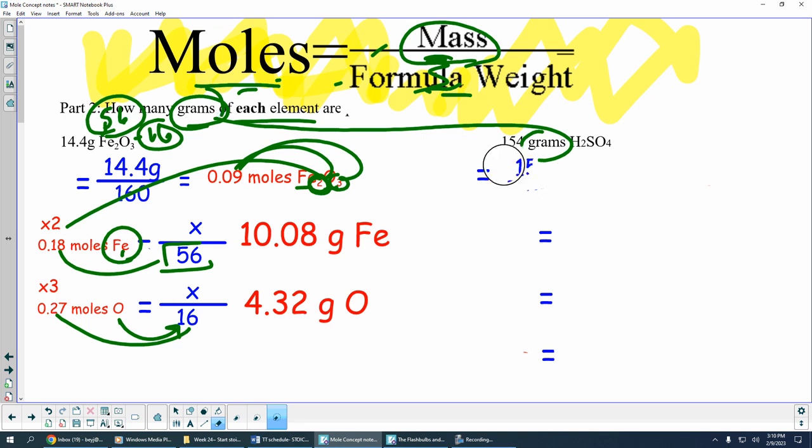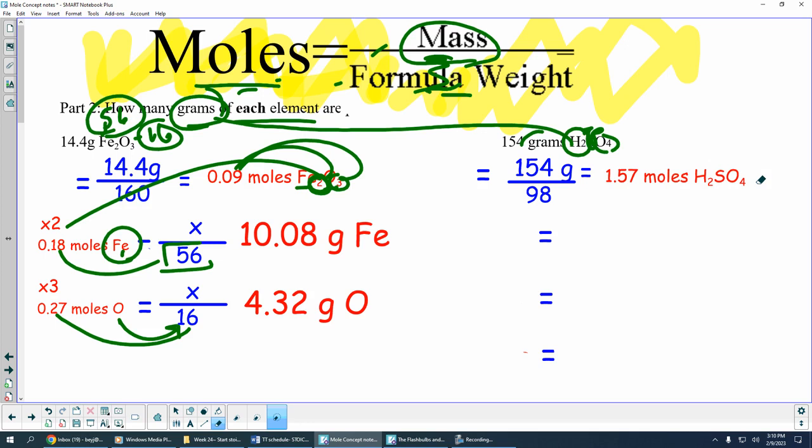So the first thing I'm going to do is take my mass, which is 154, and put it over the formula weight of 2 hydrogens, 1 sulfur, and 4 oxygens, which is 98. When I divide 154 by 98, my calculator says 1.57 moles of H2SO4.